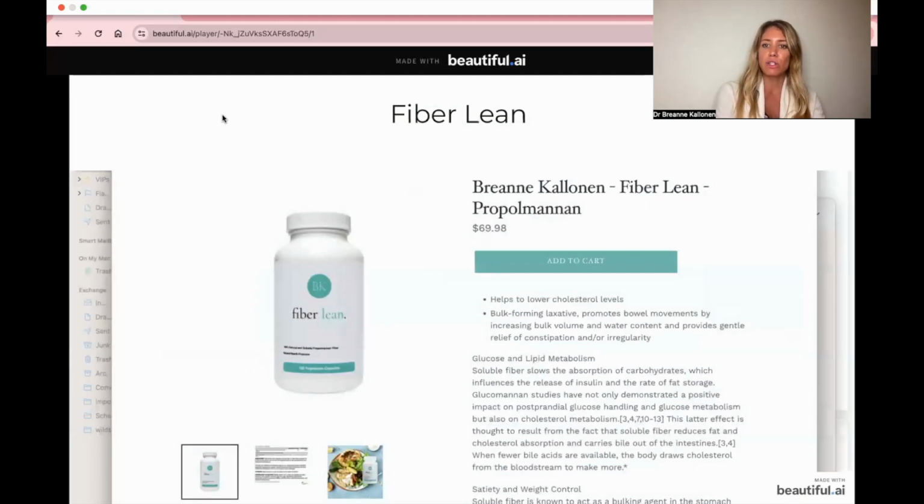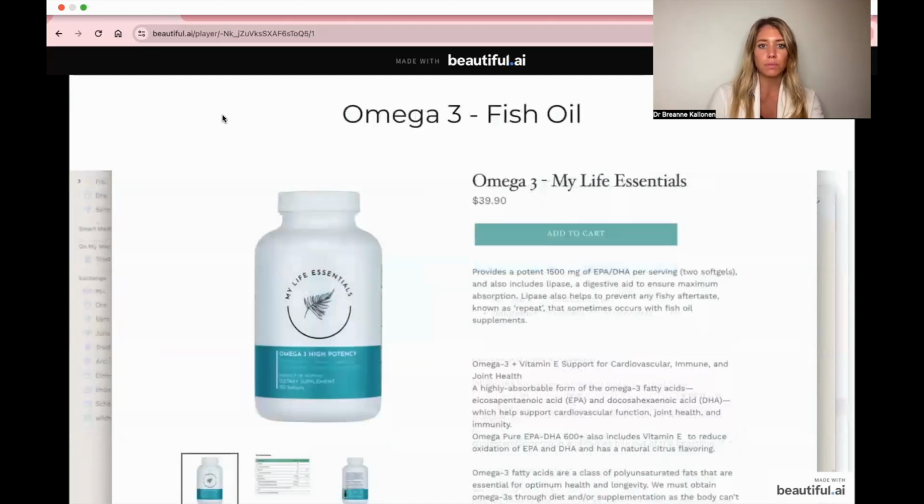Propylman fiber, I mentioned before. This is a wonderful fiber supplement that has been shown to help lower cholesterol levels. Whereas a lot of the other fibers like glucomannan fiber, when you look at the bottle, it will say help to maintain cholesterol in an already healthy range. So essentially it's not doing anything. Propylman fiber can also be really fantastic for blood sugar control, as well as insulin resistance, and can help with satiety and weight loss. Omega-3 fish oils are also wonderful.